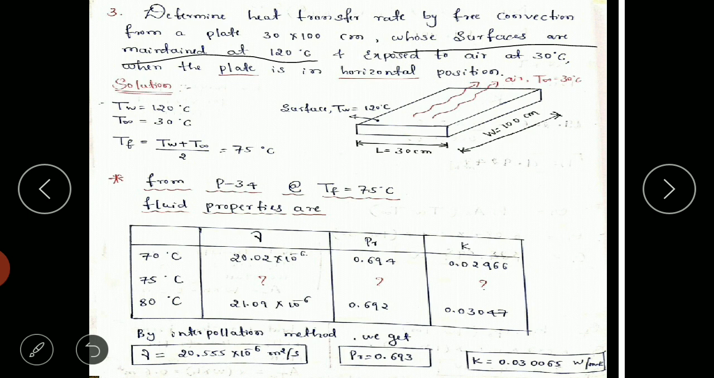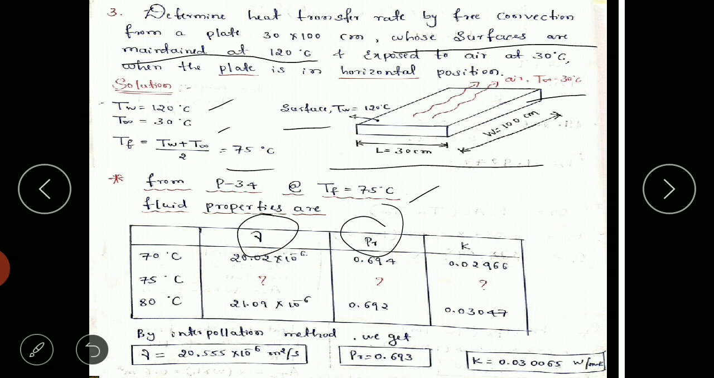The data is given: TW is 120 degrees Celsius, T infinity is 30 degrees Celsius. Here I can see the surface is maintained at 120 degrees Celsius and the ambient air is at 30 degrees Celsius. The dimensions are shown. The properties are taken from page number 34 of the 8th edition. TF will be calculated, which is 75 degrees Celsius. In all the problems we are calculating the same properties, so again the properties are calculated.